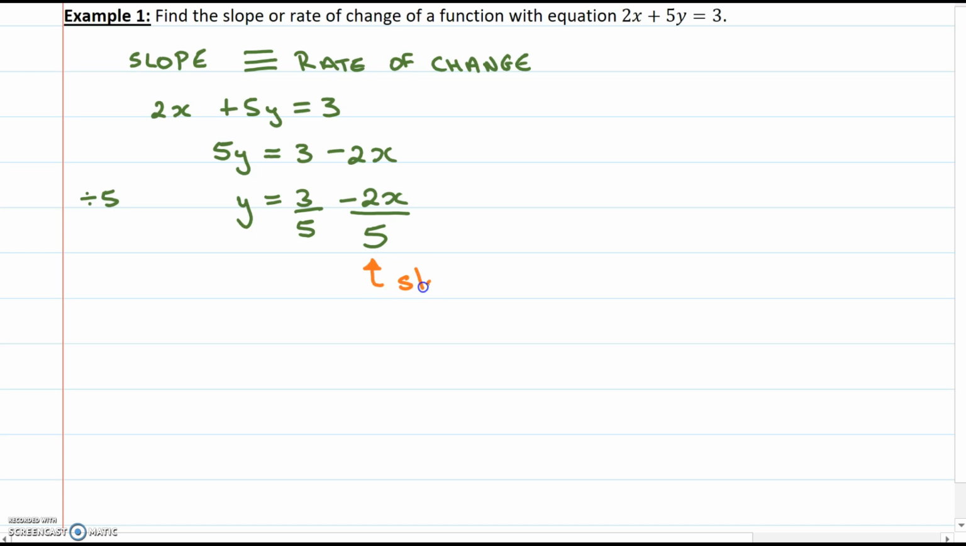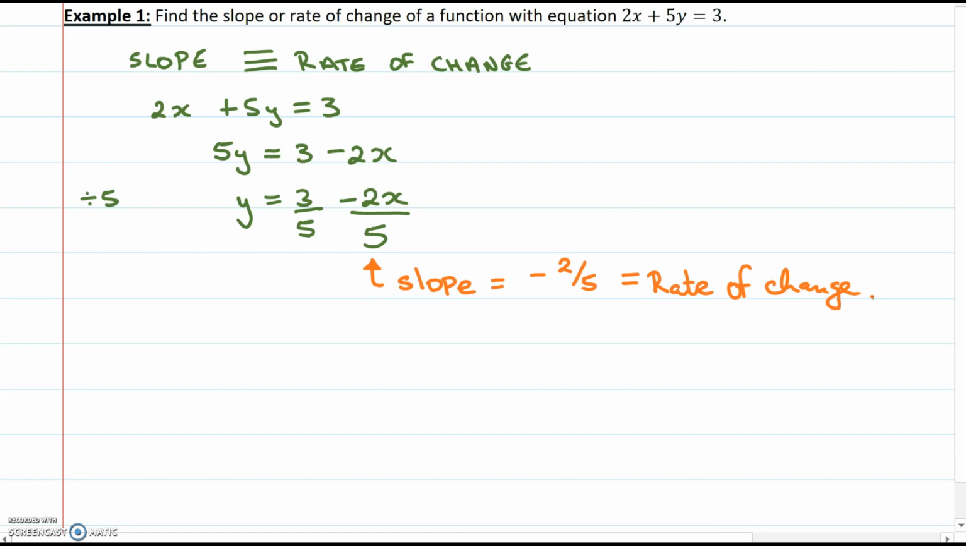So in this case, the slope is negative 2 over 5, which, because we're talking now more in the language of change, we're talking about that being the rate of change. The slope and the rate of change are the same thing. So if you can get the slope, you've already got the rate of change.